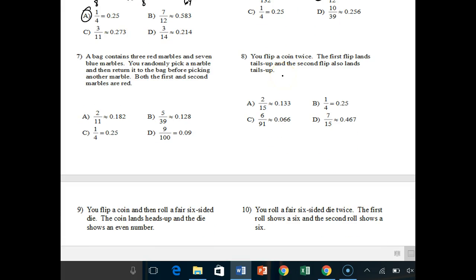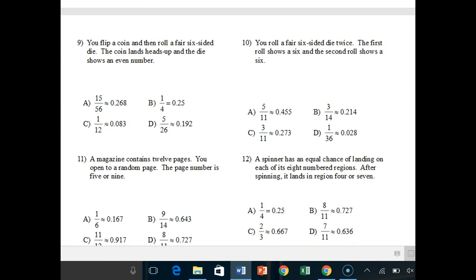Number 8, you flip a coin twice. The first flip lands on tails. The second flip also lands tails. What's the probability? So getting tails the first time is just 1/2, and getting tails the second time is also 1/2. So the probability of getting tails 2 times in a row would be 1 out of 4. And you think about that, right? The possibilities, you could get tails and tails, you could get tails and heads, you could get heads and tails, and then you could also get heads and heads, right? So the only out of 4 possibility, getting tails 2 times, it's 1 out of 4, right?